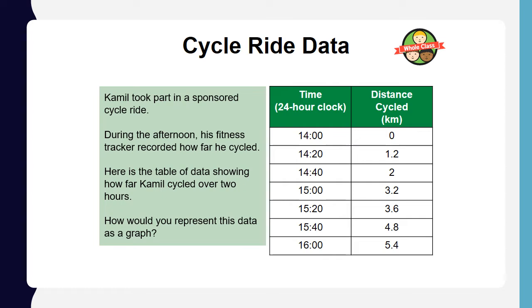So we can see from looking at the data that has been collected that Camille started riding at 1400 hours, which in 12-hour clock would be 2 p.m. We can see that he finished riding at 1600 hours, which is 4 p.m. In that space of time, he travelled 5.4 kilometres in 2 hours. And we're going to have a think about how we can show where he was at each stage in his journey using a type of graph. So think, how would you represent this data as a graph?